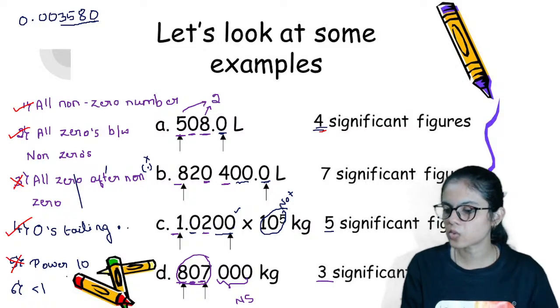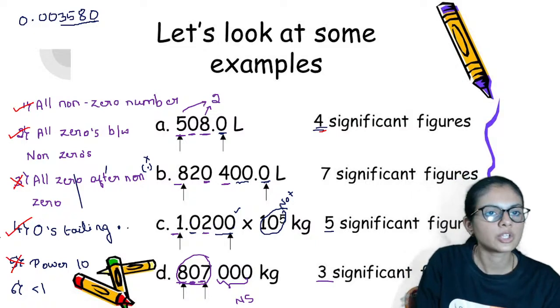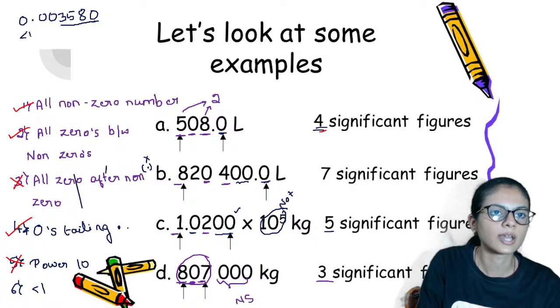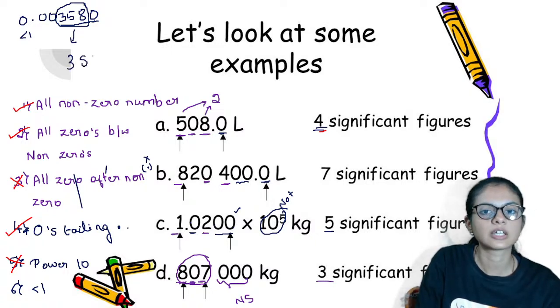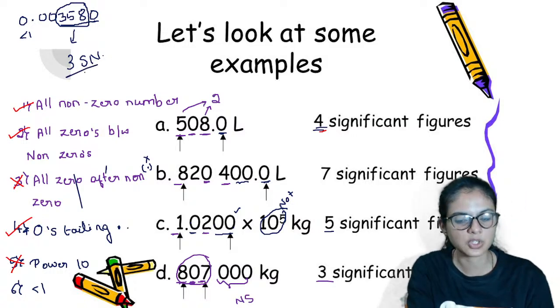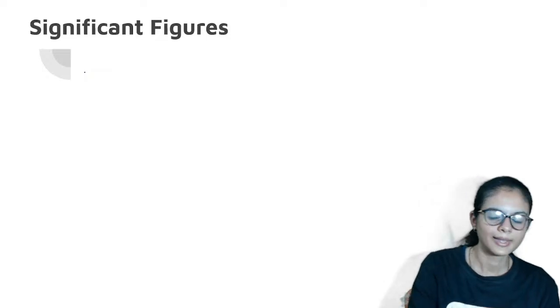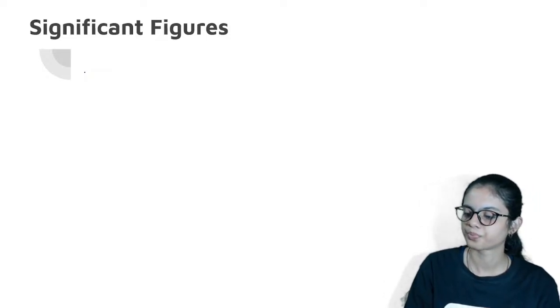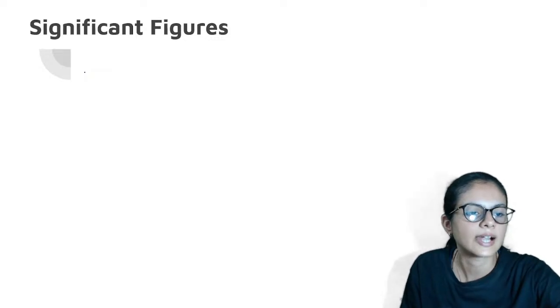Let me write that out properly. When you get a number which is less than 1, you will not consider the leading zeros to be significant. You'll just consider the digits and the zero that is present between them. So we have four significant figures here. Is it clear? Tell me quickly, is it clear how to calculate how many significant figures exist in a number?